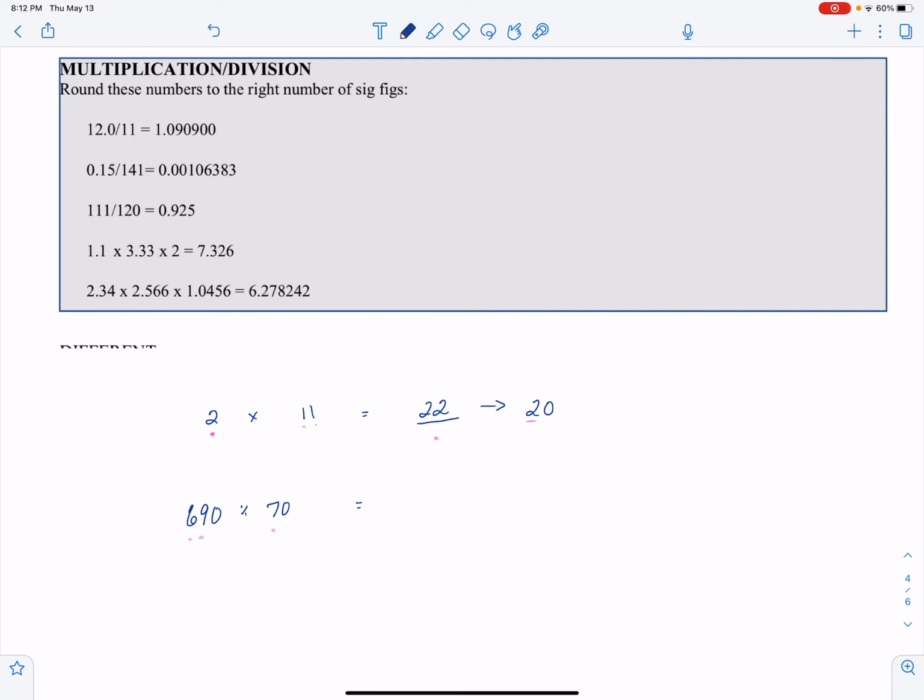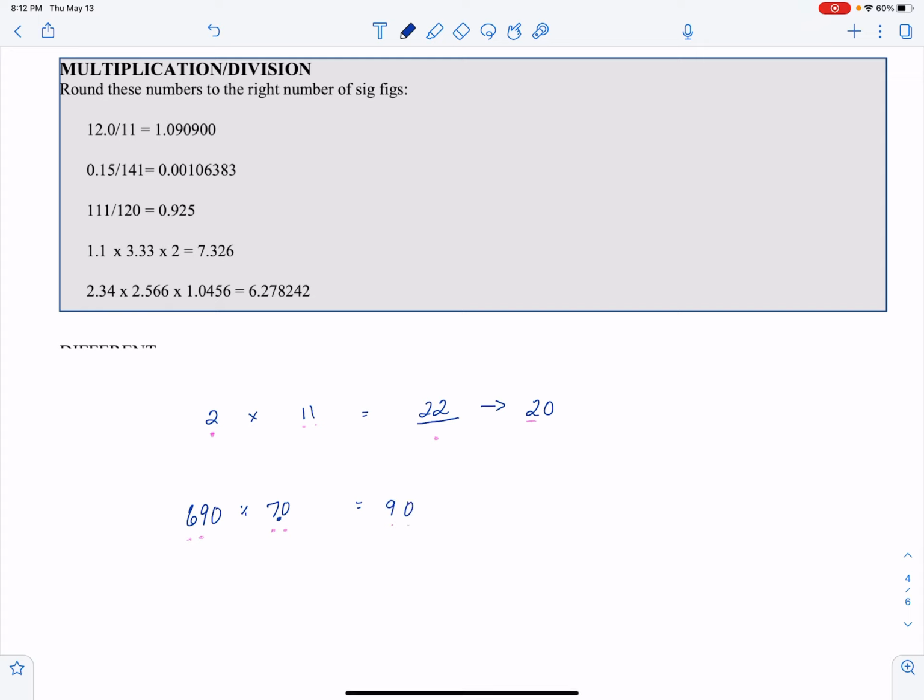Let me make this 7.0, because now I can get him having 2 sig figs. So look, in this case, they both have the same number of sig figs. That's fine. It just means that the final answer is going to have 2 sig figs. So this should be 90. Should be my final answer.